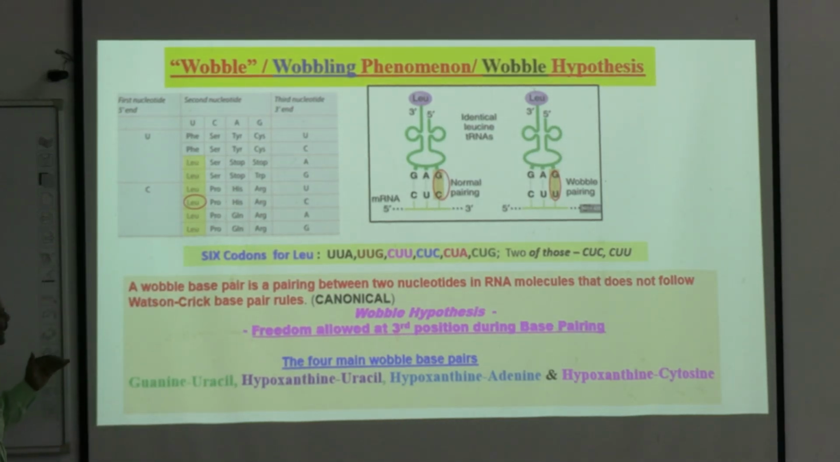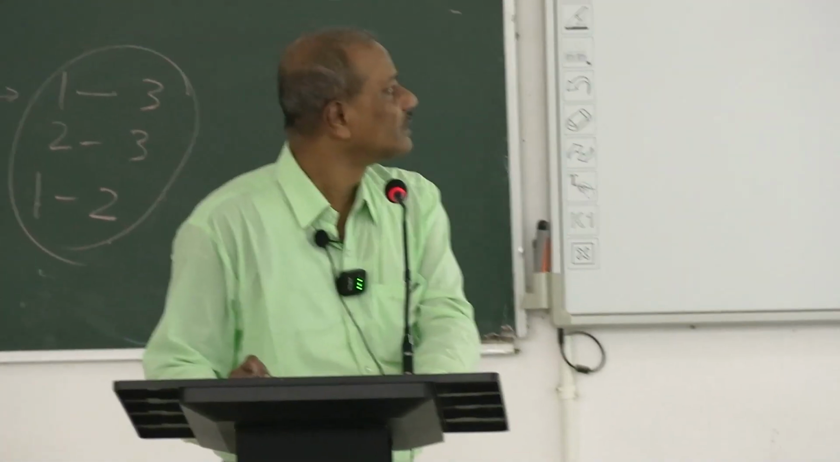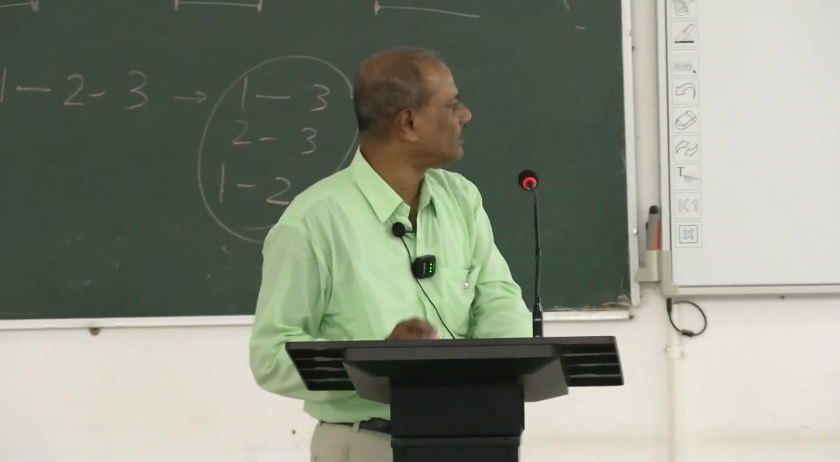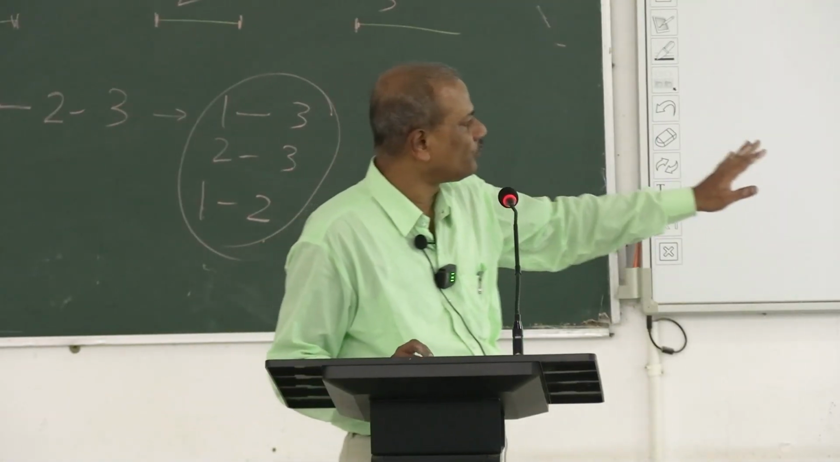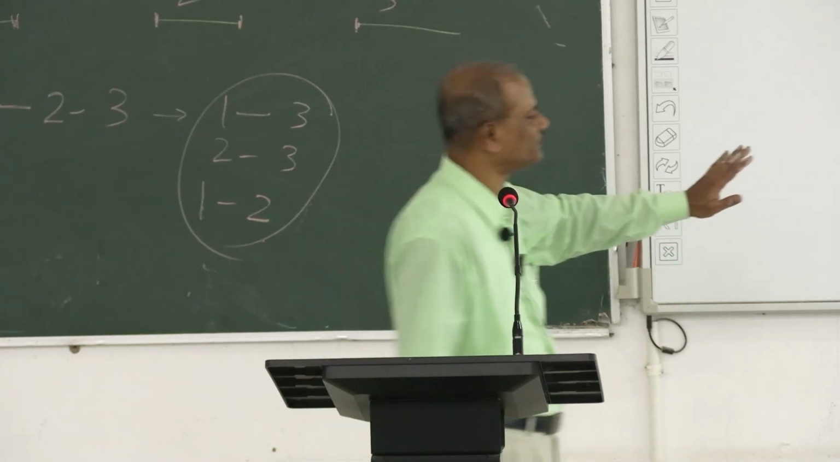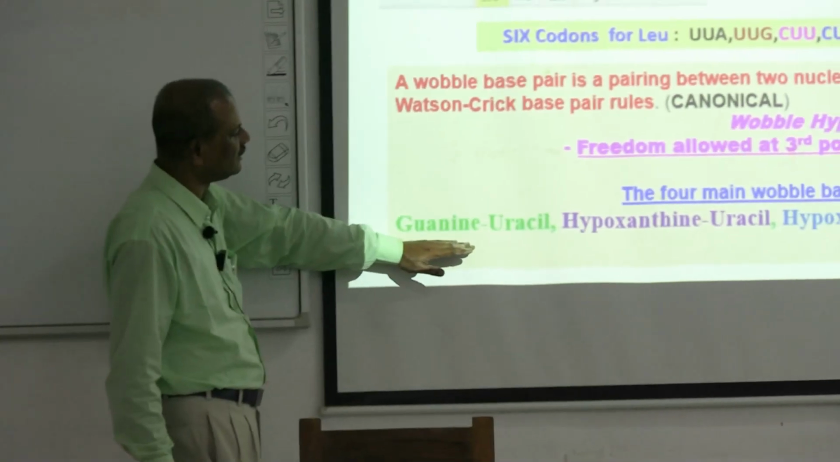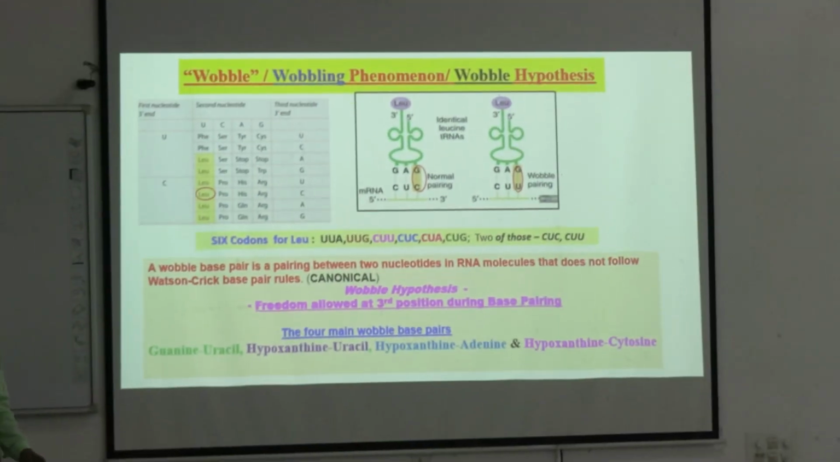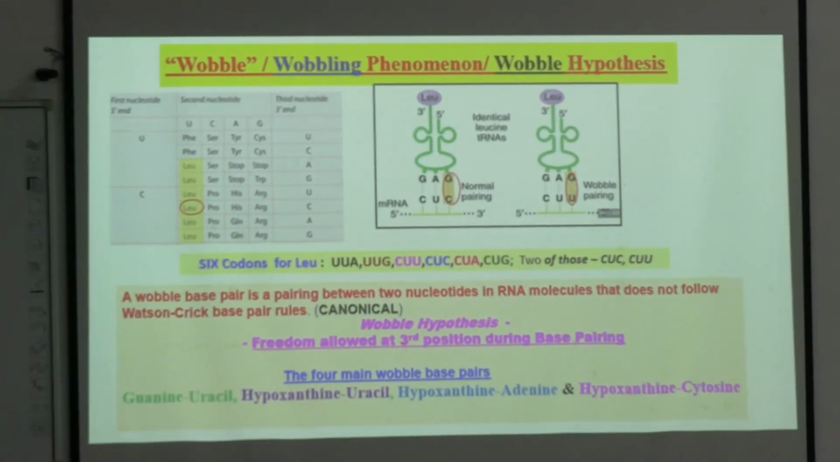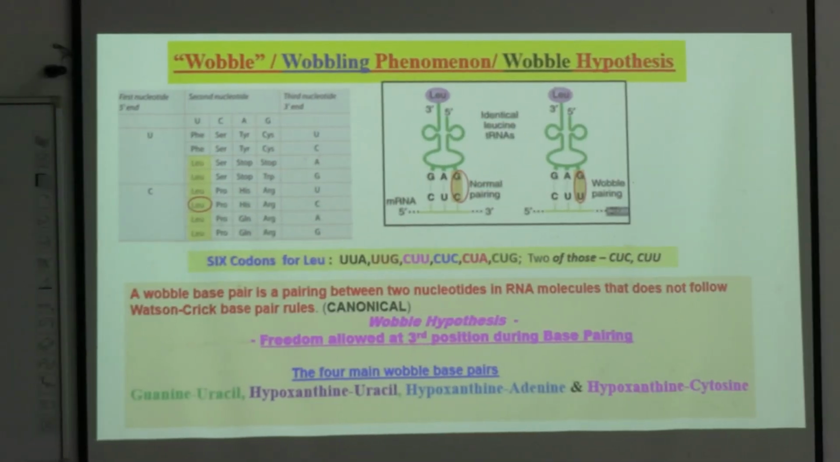So basically it indicates that freedom is allowed at the third position, means somewhat we are having a little bit of lackadaisical attitude about the third codon. That is what is called wobble phenomena. Freedom is allowed at the third position, and 4 main wobble base pairs. Remember these 4 main wobble base pairs. One is guanine and uracil. One is hypoxanthine and uracil, hypoxanthine and adenine, and hypoxanthine and cytosine. These are the 4 wobble base pairs.